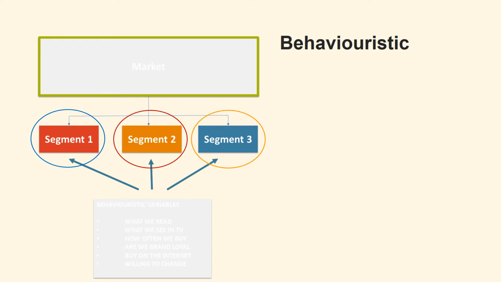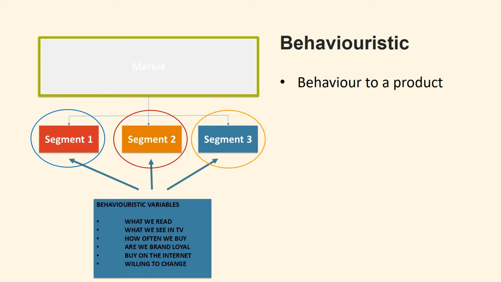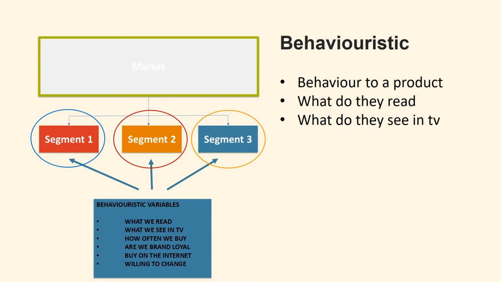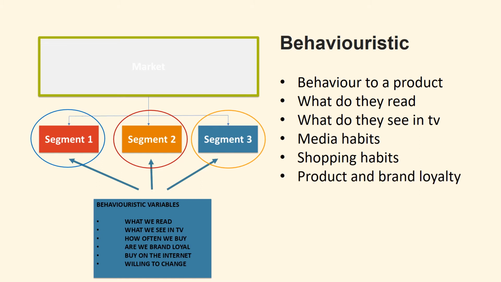The next category is behavouristic. Behavouristic variables reflect the behaviour of customers to a specific product. We look at and divide people by their product and media uses and actions. We identify their media and shopping habits. We may consider consumer loyalty towards certain products and brands and the consumer's frequency of use of these products and brands. We also look at the possibility that customers may change products and brands.